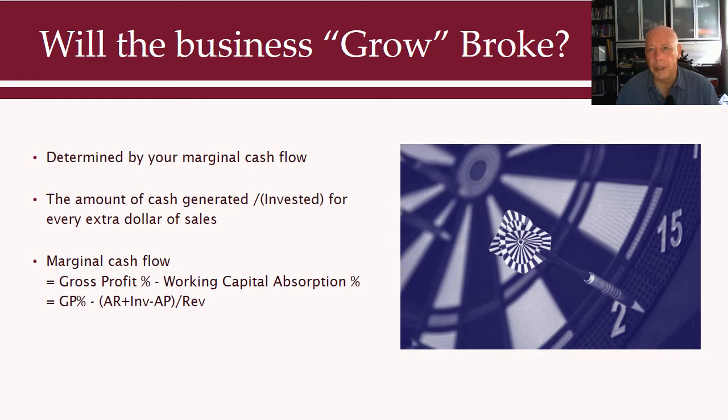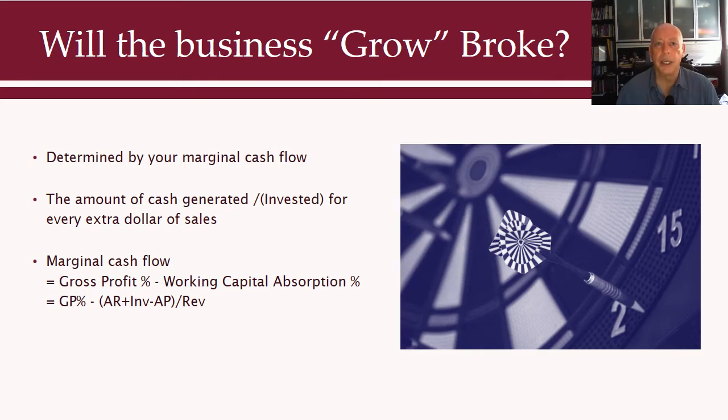So, will your business grow broke? Simply put, it's determined by your marginal cash flow. It's the case of what is the difference between your gross profit and your working capital absorption percentage. So what are those? Most people know what a gross profit is. But the working capital absorption percentage is a measure of how much money you've actually had to put in to make the business work on a daily basis. And it's a function of your accounts receivable, your accounts payable, and the level of inventory or work in process that you have.